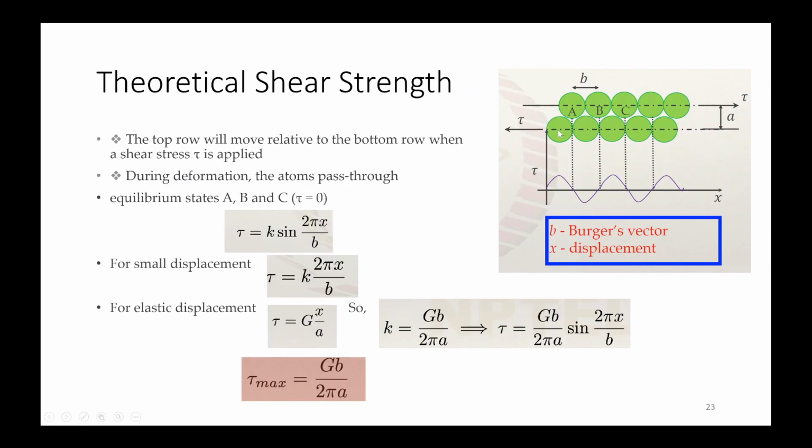So when this atom moves from here to here, the shear stress goes from 0 to again 0. So this will be a sine equation: tau equals k sin(2 pi x / p). Now this, along with this, is an elastic displacement. So from Hooke's law of elasticity, you can say that stress equals the elastic constant times the strain.